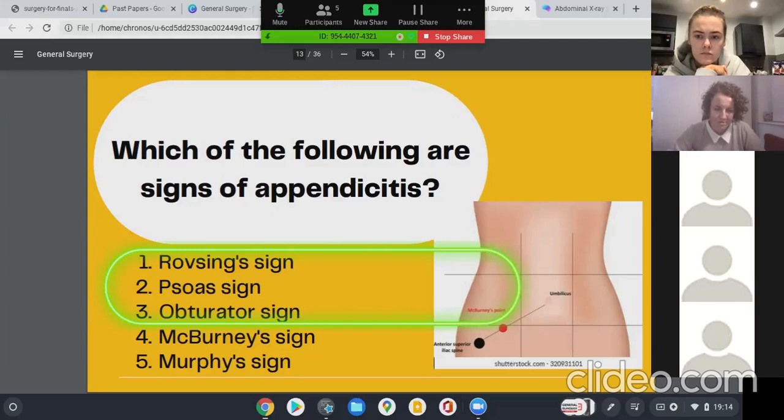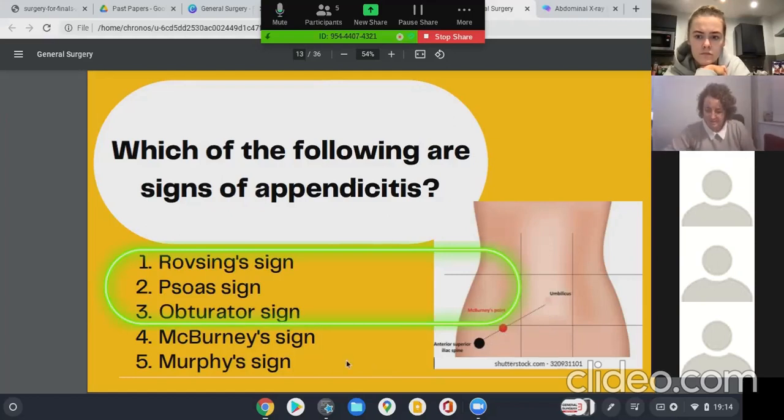McBurney's sign is just something I've made up. What the revision point I wanted was just to highlight where McBurney's point is. So it's just that you draw an imaginary line between the umbilicus and the ASIS, and it's a third of the way from the ASIS.